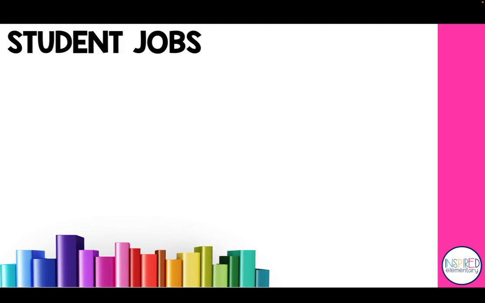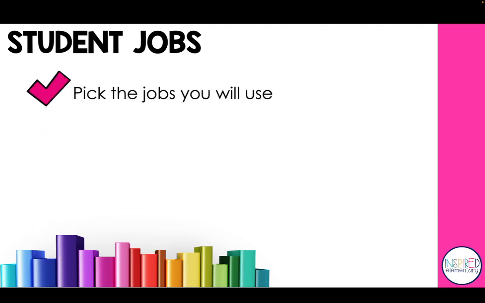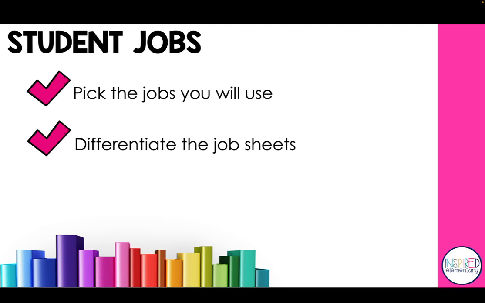Once you have the number of students per group figured out, it's time to decide which student jobs you'll use. In video 1, I showed you the 8 different literature circle jobs and the grade level recommendations for those jobs, but you need to think over the abilities of your students and what would work best for your classroom. You also want to make sure that you have differentiated job sheets for your students. So while all the groups are doing the same jobs, they can be differentiated accordingly to students' capabilities.